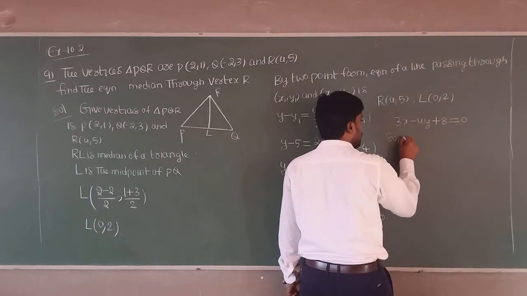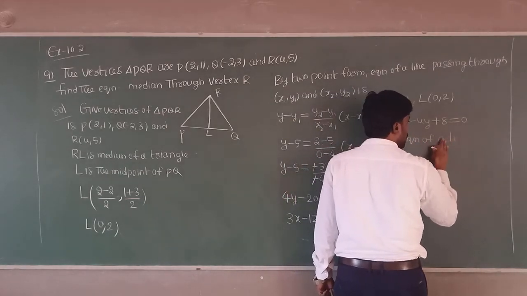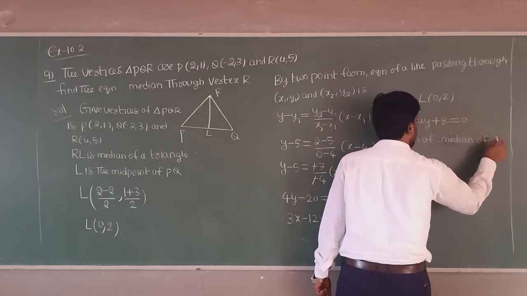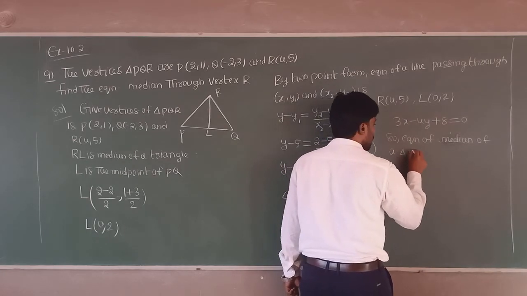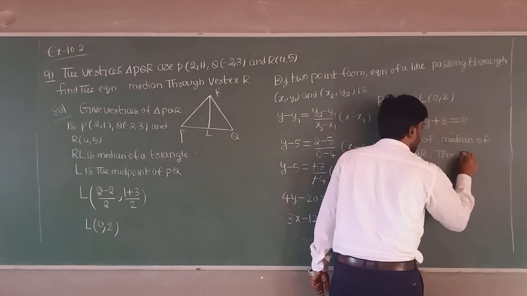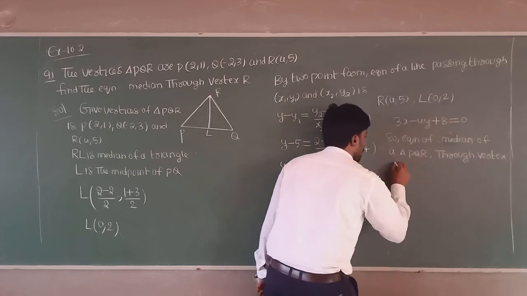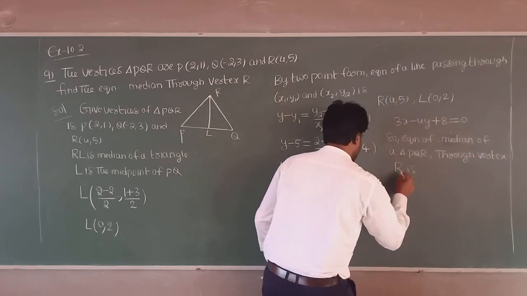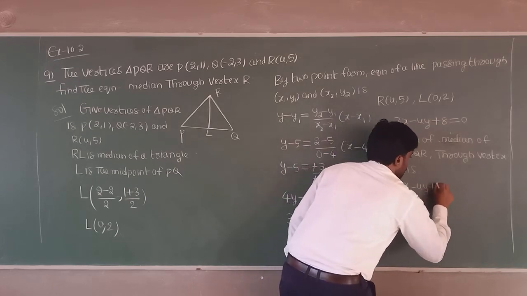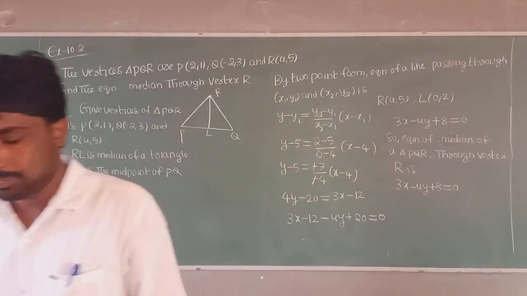So, the equation of your median, equation of your line, equation of median of a triangle PQR through vertex R is, what I will get here? 3x minus 4y plus 8 equal to 0. Okay, is it clear everyone? So all of you note down this.